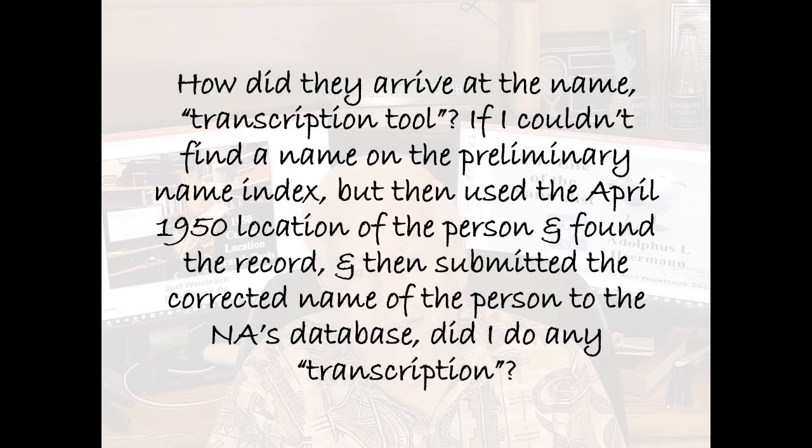So my question is, how did they even arrive at the name transcription tool? If I couldn't find a name on the preliminary name index, but then used the April 1950 location of the person and locational tools and found the record, and then submitted the corrected name of the person to the NA's database, did I do any transcription? I think transcription implies more than what may actually happen here.